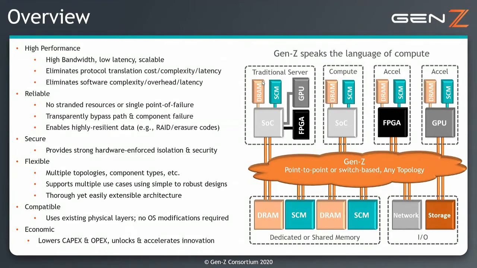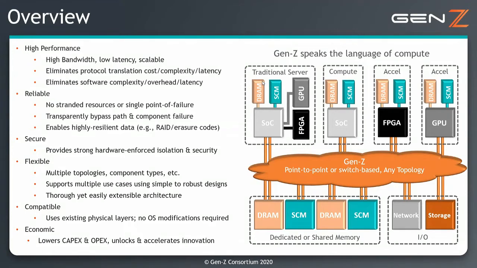It's reliable. No stranded resources or single points of failure. There's no restricted topologies, no required topologies. Therefore, traffic can bypass trouble areas of failed components. It allows for multiple storage elements to contribute to a solution for a performance of high availability, kind of similar to how disk drives participate in a RAID. Therefore, this allows for flawless operation in spite of individual component failures or paths.